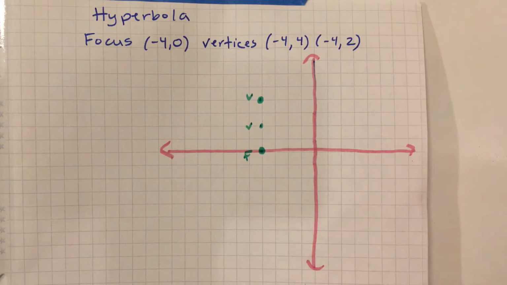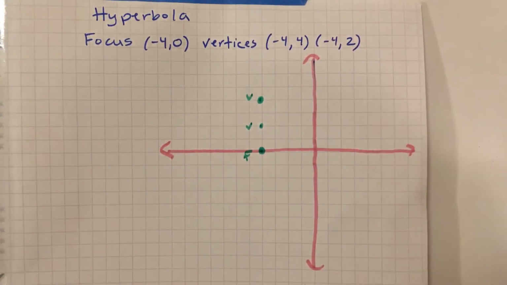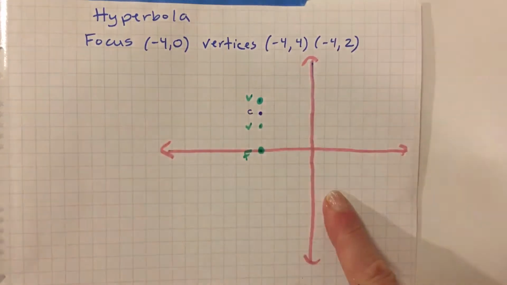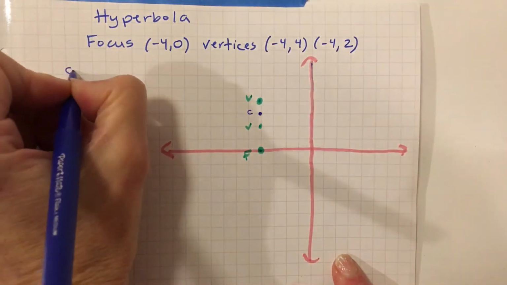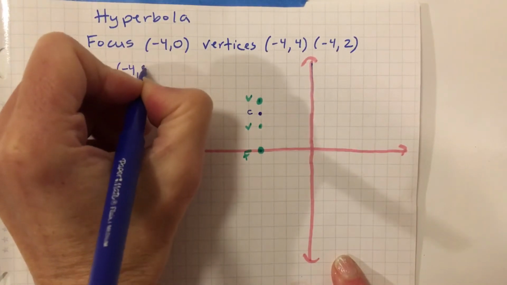Okay, now I'm going to add all the stuff that we know. For instance, we know that if there's a vertex here and a vertex here, then there has to be a center right here, because the center has to be symmetrical. So let's go ahead and write down that we know the center now. The center is -4, 3.